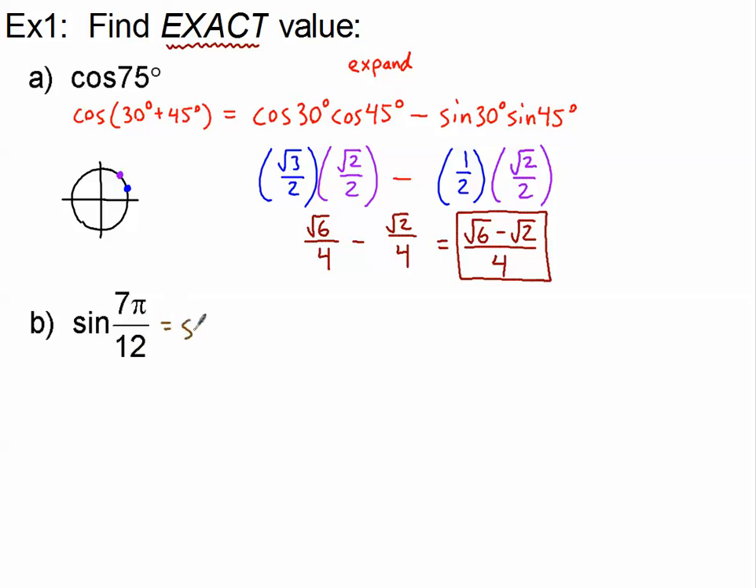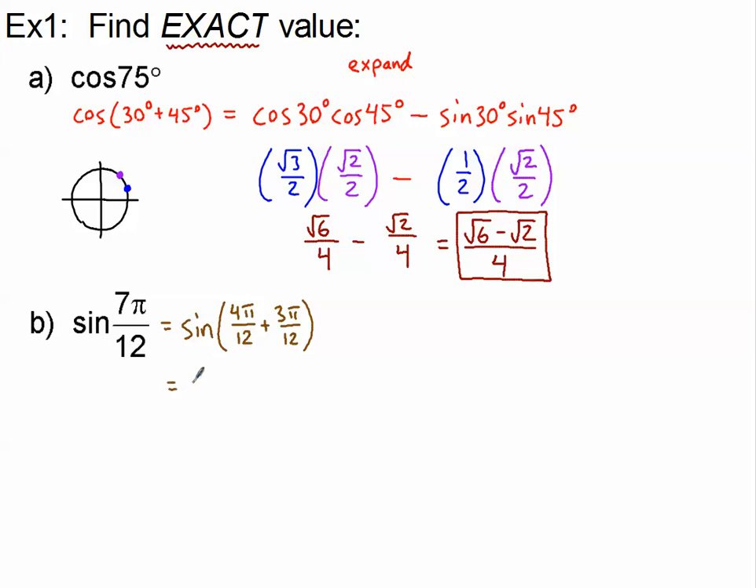I'm going to actually keep it in terms of pi over 12 right now, and I'm going to say, well, I do know that 7 pi could be 4 pi plus 3 pi. So how about 4 pi over 12 plus 3 pi over 12? That's definitely true. The sine of this is still the sine of 7 pi over 12.